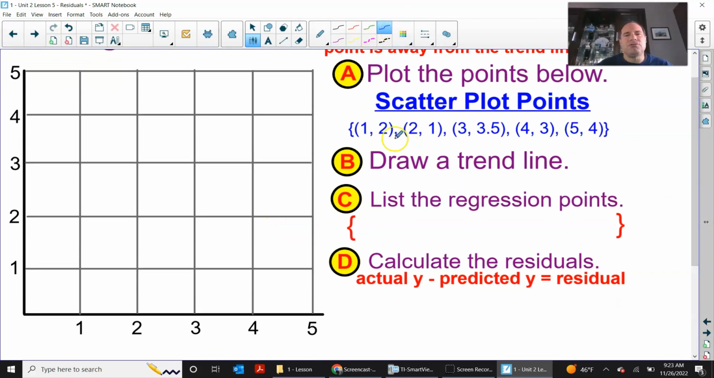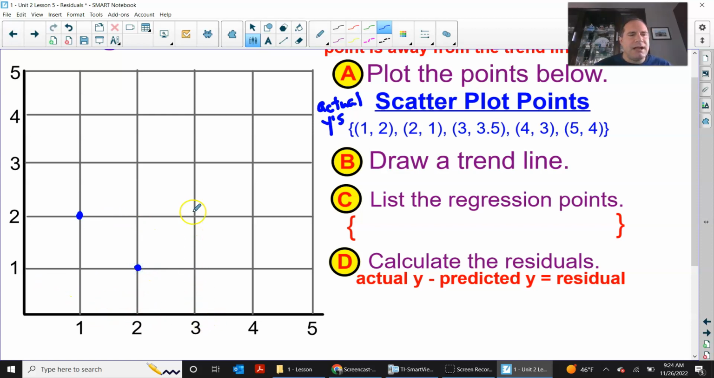So we're gonna put these points on this scatter plot, and I just want you to realize that these are the actual y's. These are the actual points, right? These are the actual points. So this is 1, 2. We're going to put it here. We're going to put 2, 1 right here.